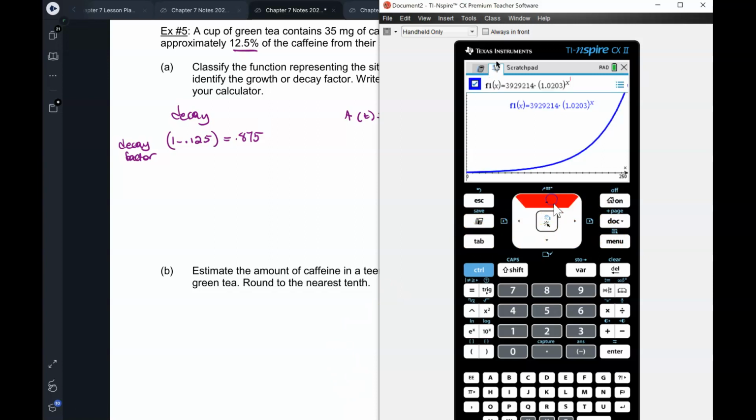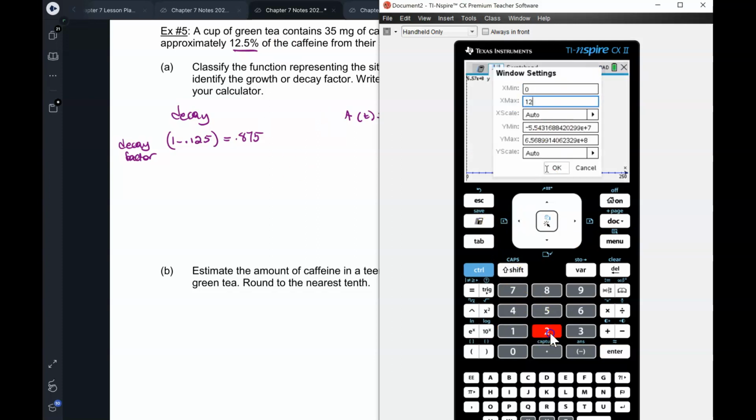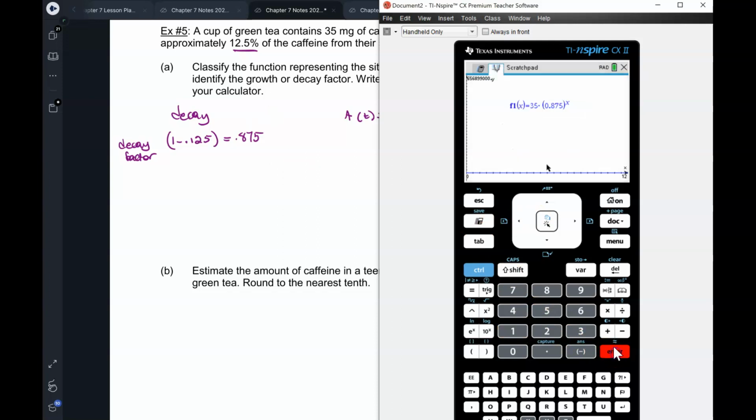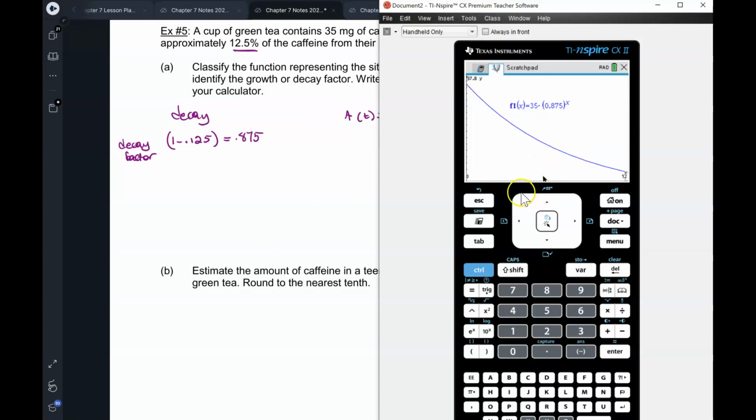So tab, and this is going to be 35, and then 0.875. Okay, so obviously you're going to have to adjust these windows. So now what does the t-axis represent? Time, the time it takes for your body to get rid of the caffeine. So why don't we do like 12 hours or something, right? I'm going to go to menu, window zoom, window settings. I'm going to go from 0 to 12. And then I'm going to go to menu, window zoom, zoom fit.